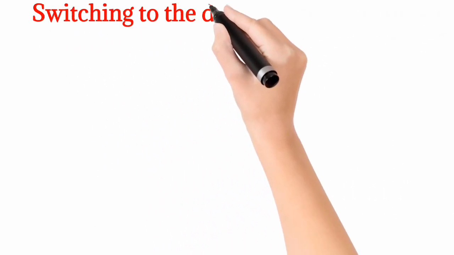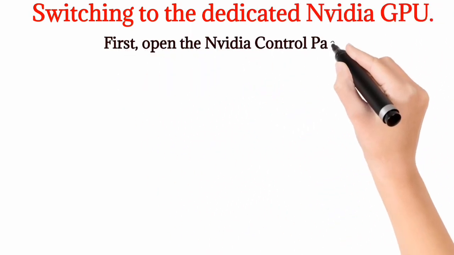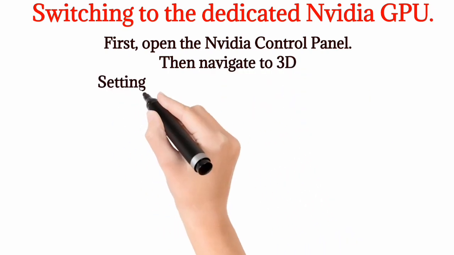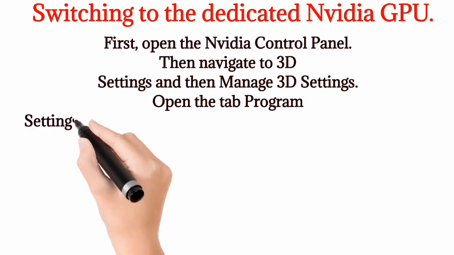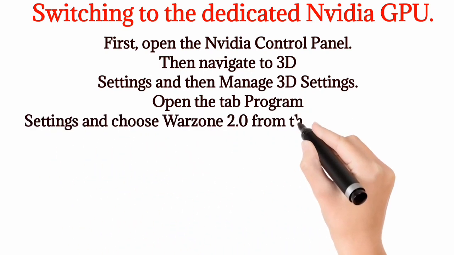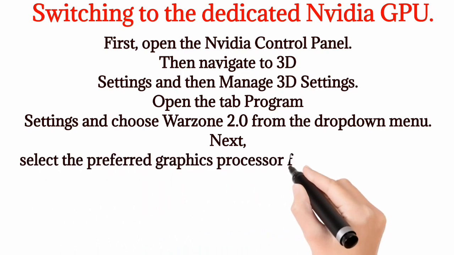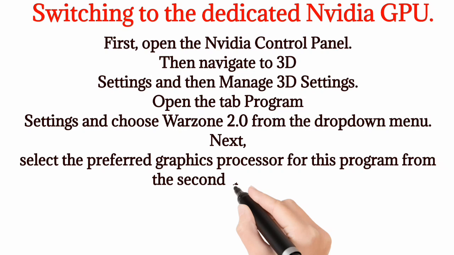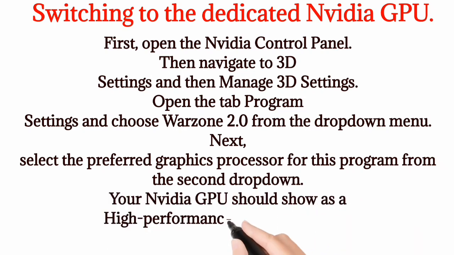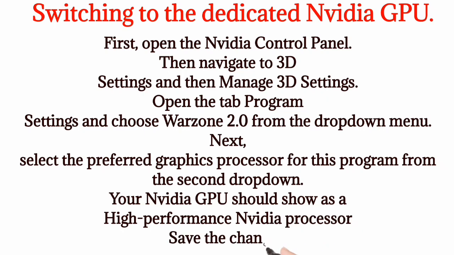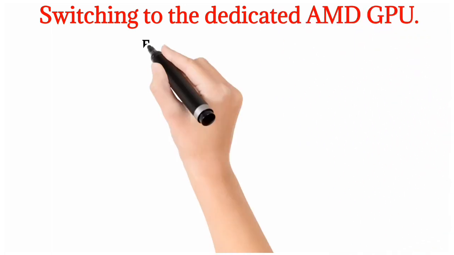Switching to the dedicated NVIDIA GPU. First, open the NVIDIA Control Panel. Then navigate to 3D Settings and then Manage 3D Settings. Open the Program Settings tab and choose Warzone 2.0 from the drop-down menu. Next, select the preferred graphics processor for this program from the second drop-down. Your NVIDIA GPU should show as a high-performance NVIDIA processor. Save the changes.